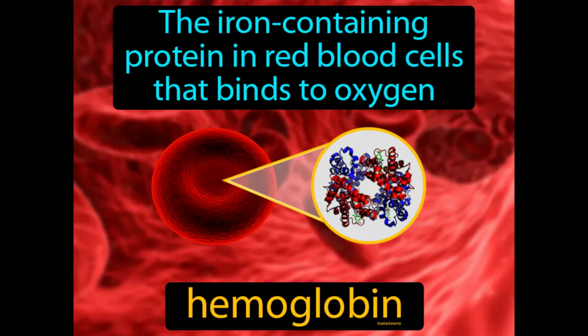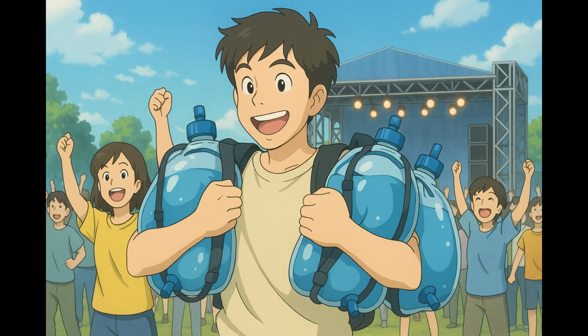The iron-containing protein in red blood cells that binds to oxygen. Hemoglobin is a protein in red blood cells that carries oxygen to the body's organs and tissues. Imagine you're at a crowded concert and you're trying to find a way to carry as many of those heavy, water-filled backpacks for your friends as possible.